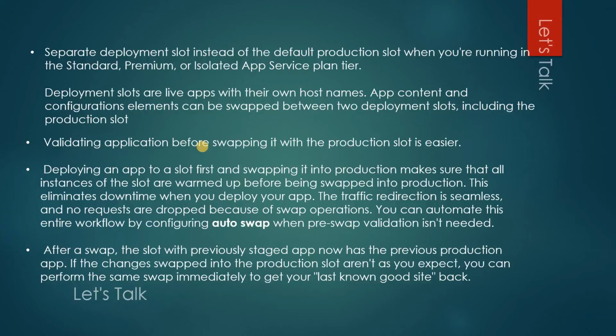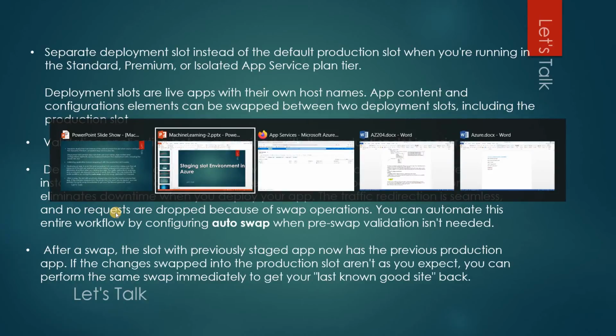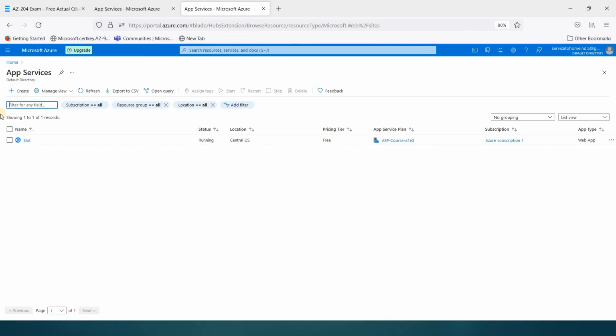Once you have tested it, you can provide security to the URL, so everyone won't be able to access it. Once you have done the initial testing, you can swap with the production URL, and testers can come and test the application. There is an auto swap also. You can configure it in the application itself. So we will go to the Azure portal.